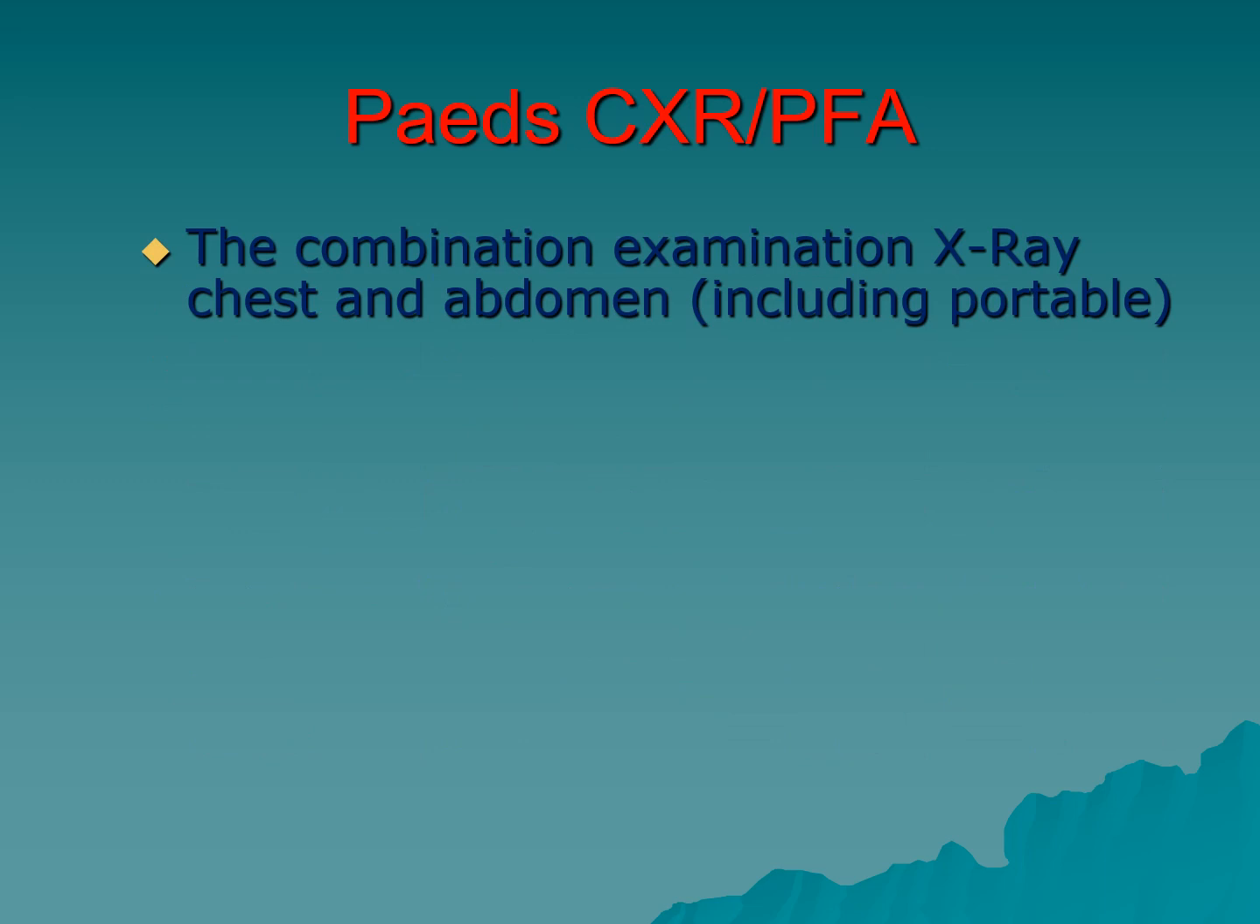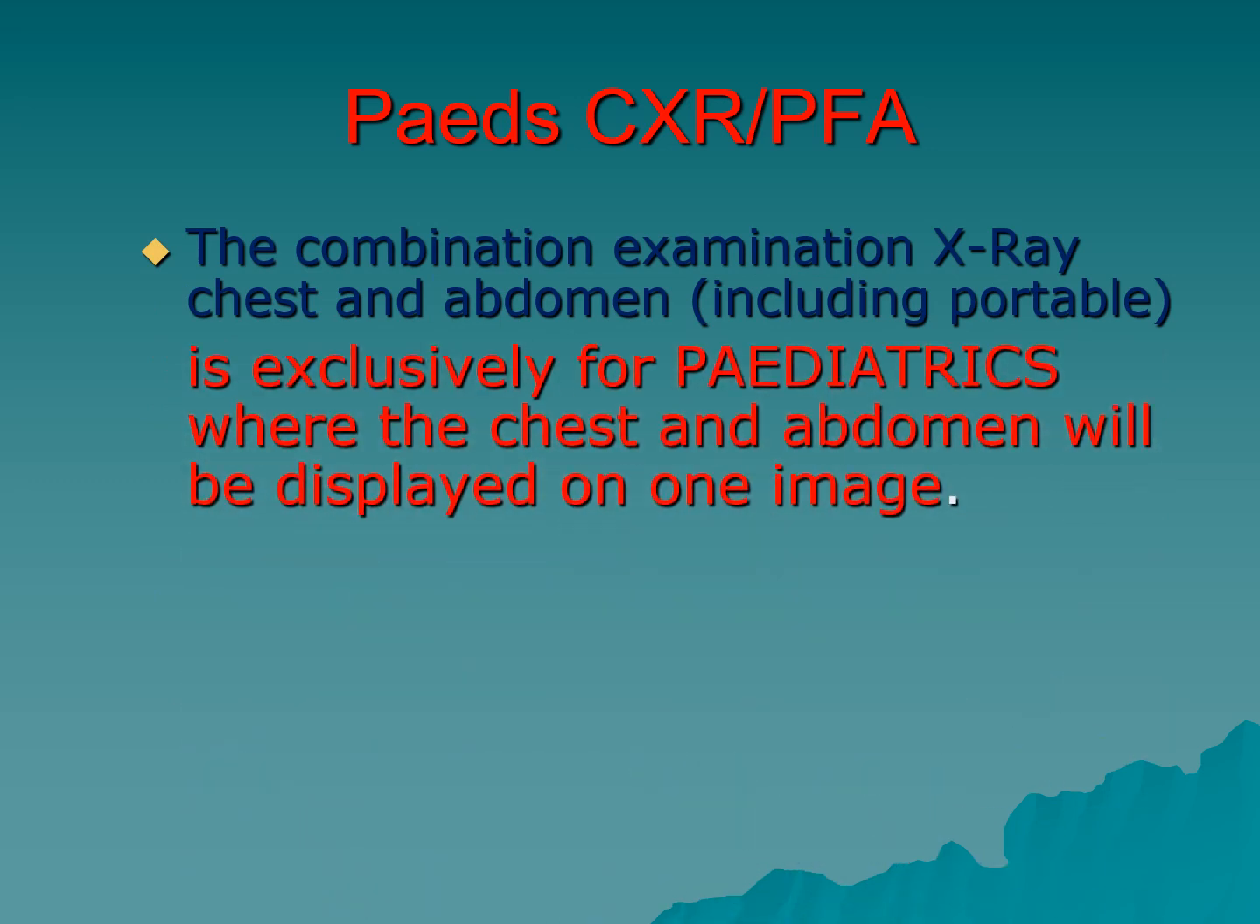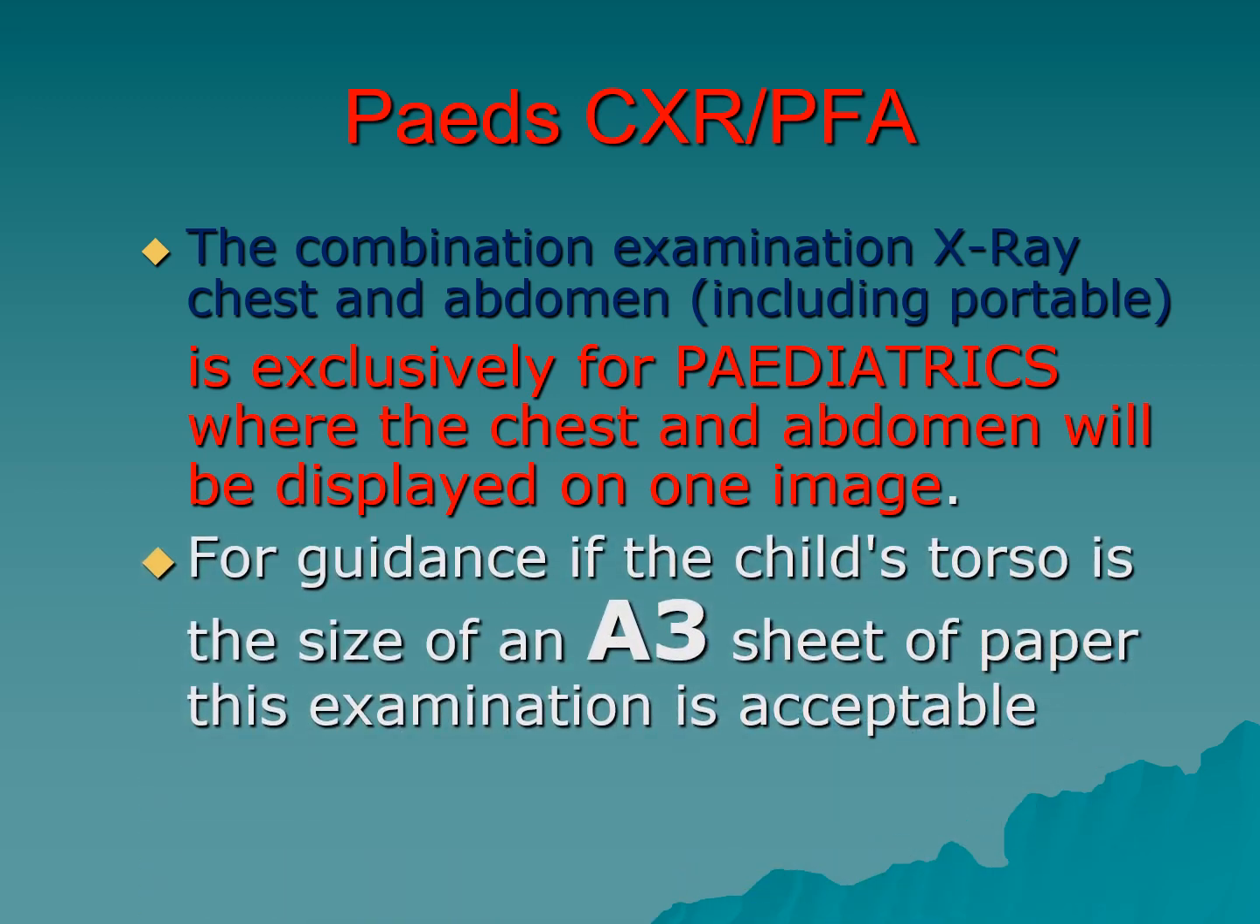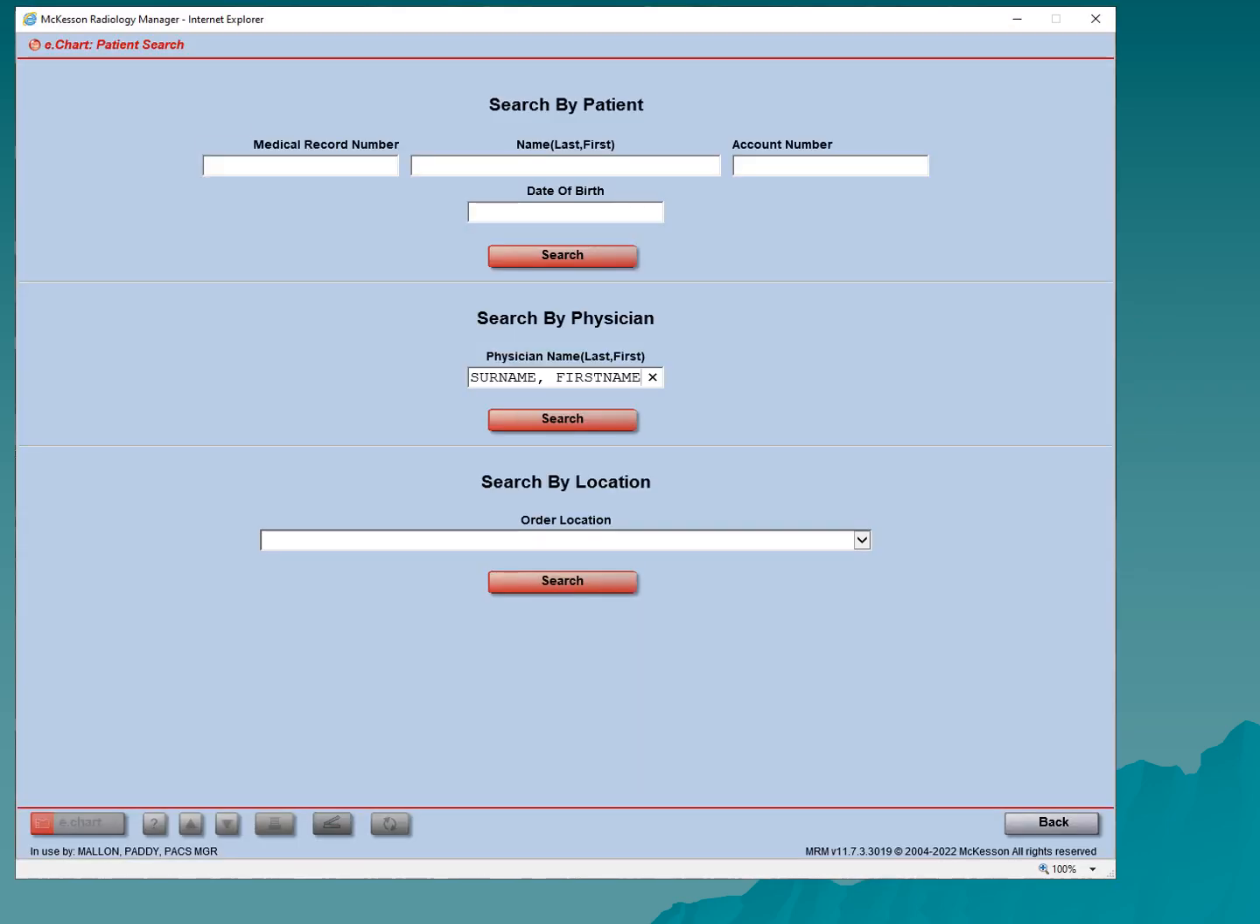The combination examination x-ray chest and abdomen is exclusively for pediatrics, where the chest and abdomen will be displayed on one image. For guidance, if the child's torso is the size of an A3 sheet of paper, this examination is acceptable.